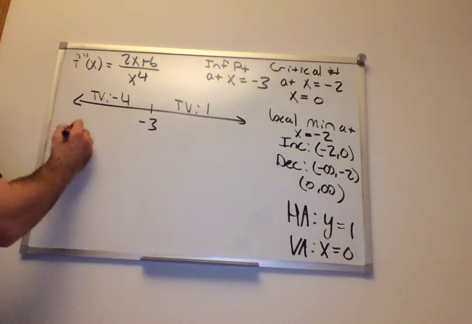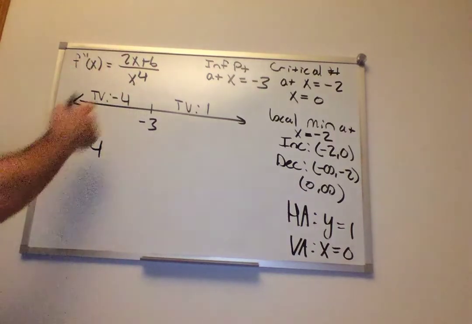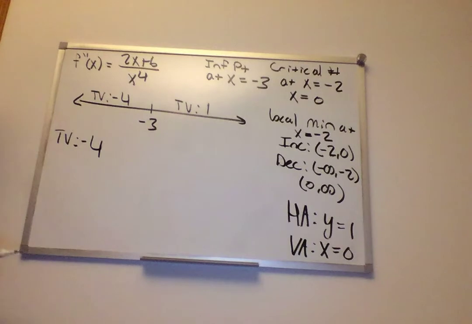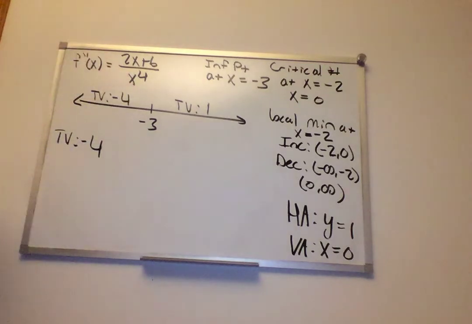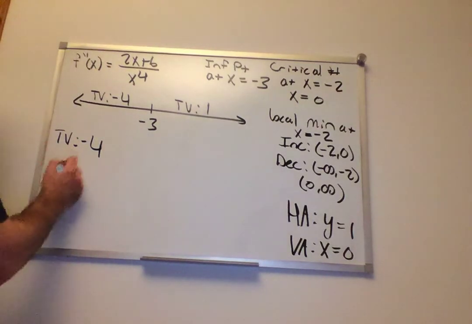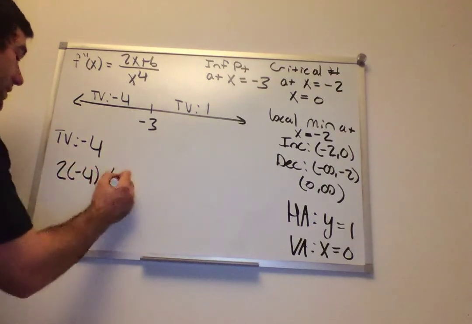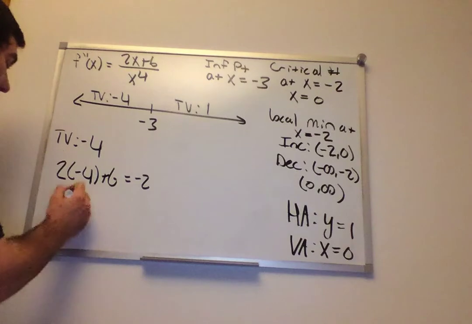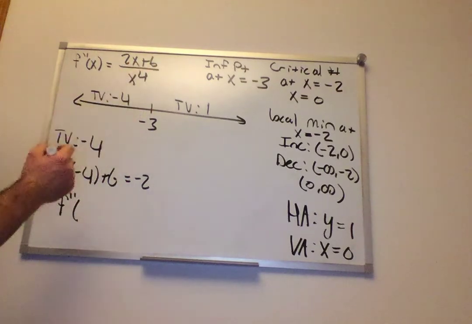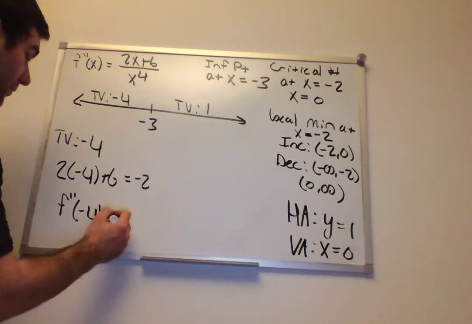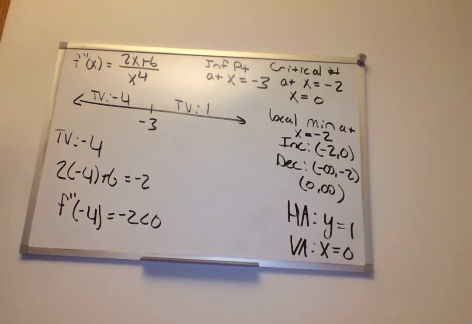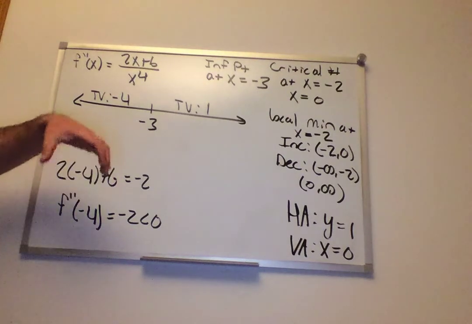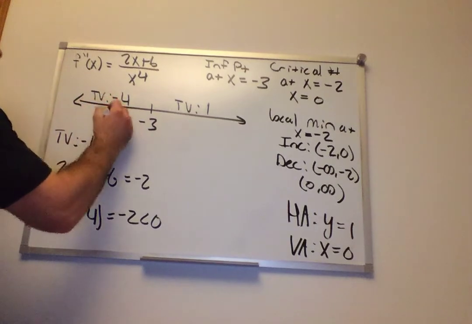So let's go ahead, test value, -4. Plug -4 into there. The denominator, since it's to the 4th power, it doesn't matter what number we plug into there, it's always going to be positive. So we don't have to worry about the denominator. We only have to worry about the numerator. So 2 times -4 plus 6, well, that equals -2. So the second derivative at our test value is equal to -2, which is less than 0. When the second derivative is less than 0, you've got a negative number, it means you're concave down. So we're concave down here.